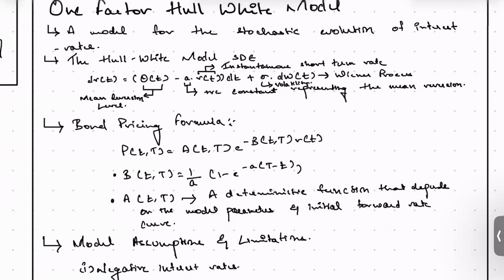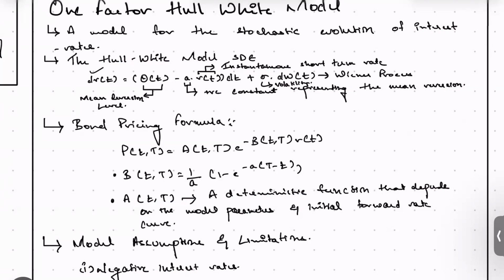The Hull-White model describes the dynamics of the instantaneous short-term interest rate, r(t), as a mean-reverting stochastic process under the risk-neutral measure Q. Its evolution is governed by the following stochastic differential equation. So, the equation is dr(t) equals (theta(t) minus a times r(t)) times dt plus sigma times dW(t).